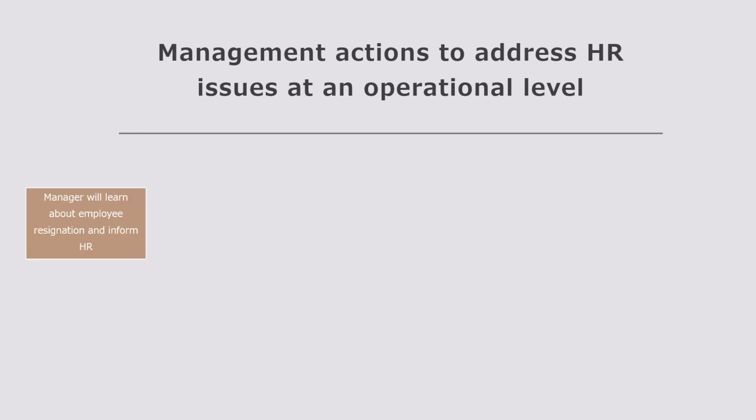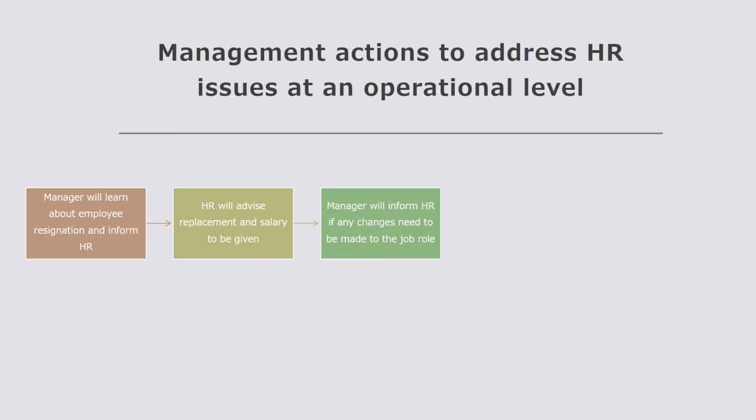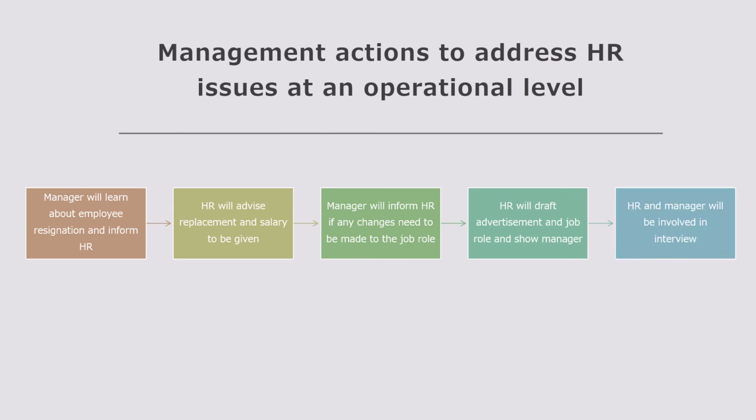So this is how it would work when they need to employ a candidate. The managers will learn about employee resignation and inform the HR. The HR will then advise on replacement and the salary to be given. The manager will then inform HR if any changes need to be made to the job role. HR will then draft the advertisement and the job role and show the manager.